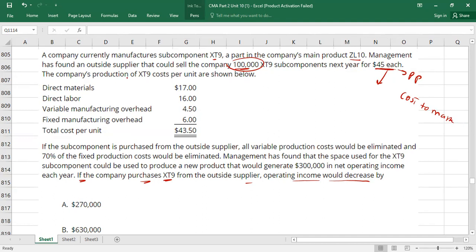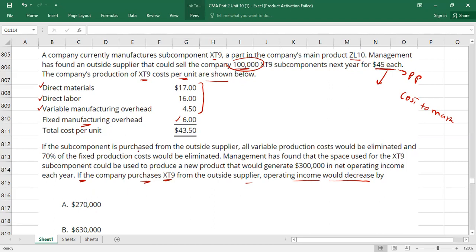Then they're telling you the company's production costs of XT9 per unit are shown below. Here we have some data: direct material cost, labor cost, variable manufacturing cost. All of these are relevant costs because all of these are variable. Plus fixed cost. For fixed cost, you have to check which portion can be eliminated if you buy the product from outside. The fixed cost is $6, which is given here, but we have to see which portion can be eliminated.